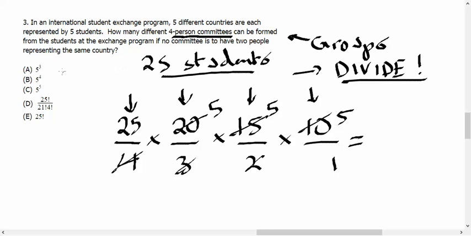And let's take a quick look at the answer choices. So sometimes before you do a big calculation, you want to always look at your answer choices to see if you have to actually do that calculation.